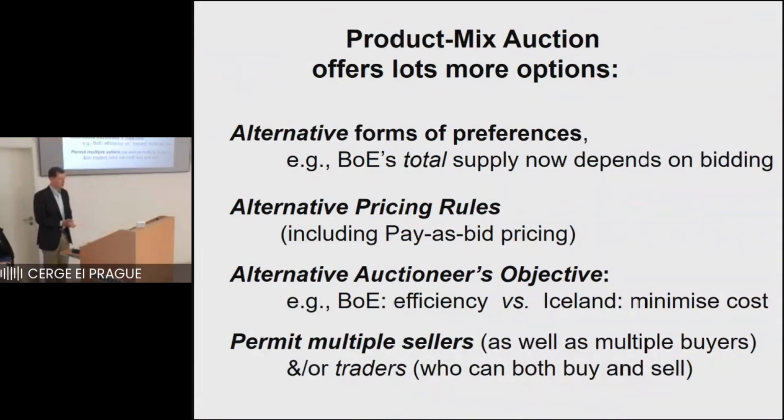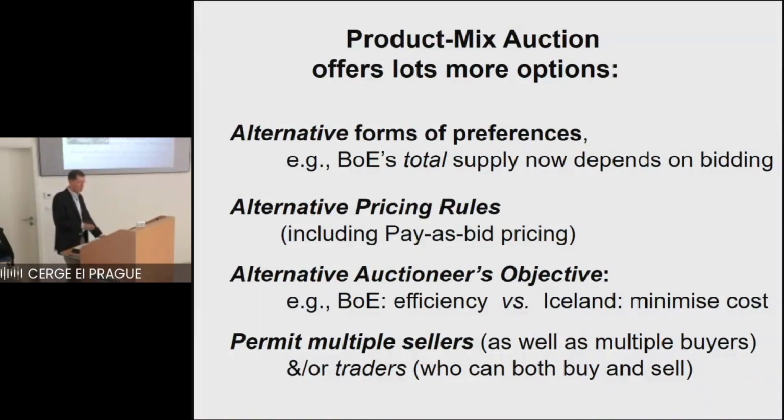product mix auctions will offer you lots of options. I've shown you a few. There are more. Different kinds of preferences. I said that the Bank of England's total supply, for example, now depends upon the bidding. Different pricing rules. I have focused upon uniform pricing rules in which anyone who wins a particular kind of object pays the same price for that kind of object. We can have different objective functions, welfare maximization, cost minimization, profit maximization. We can have multiple sellers as well as multiple buyers. We can even have traders. We can do lots more of this sort of stuff. So that's what I want you as being interested in auctions to remember.